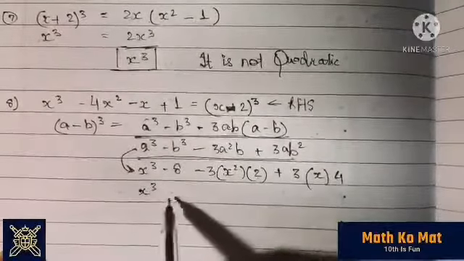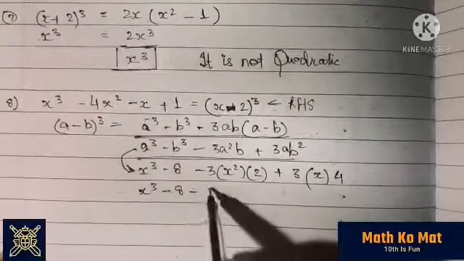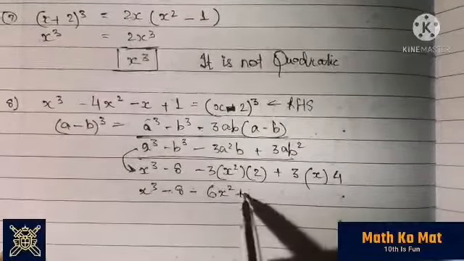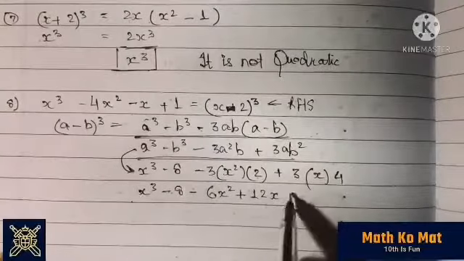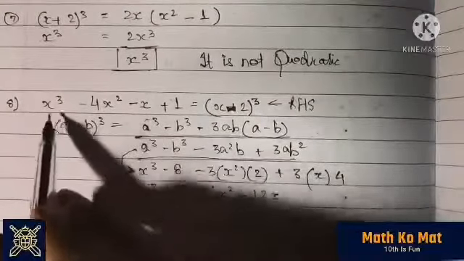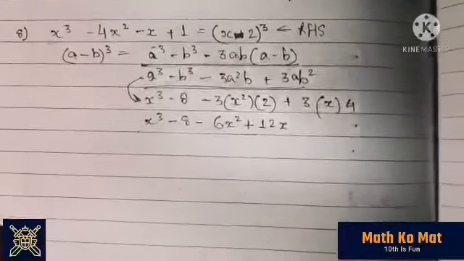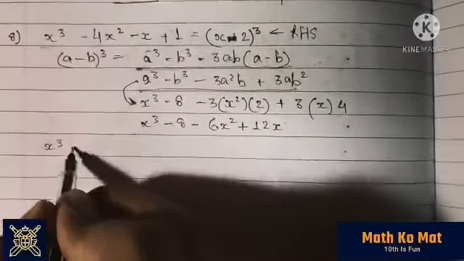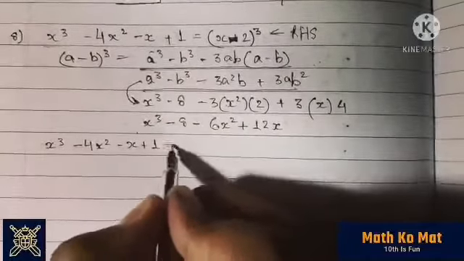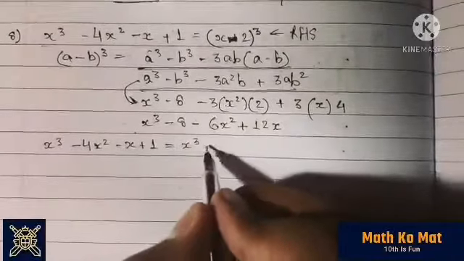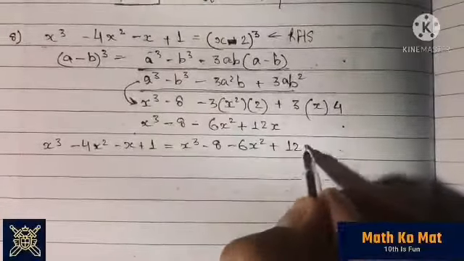And now let's simplify, this will be the last step. So x cube minus 8, minus 3 2s are 6, so 6x square. And here you have plus 3 4s are 12, so 12x. So this is your RHS. And now let's equate this with our LHS. So let me copy it over here so that you can see it. So here you have x cube minus 4x squared minus x plus 1, and this is equal to x cube minus 8 minus 6x square plus 12x.